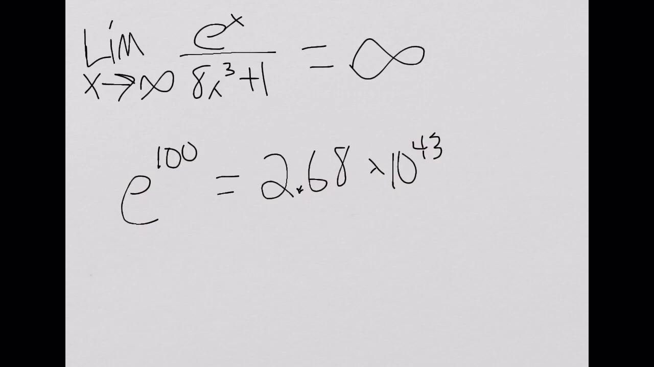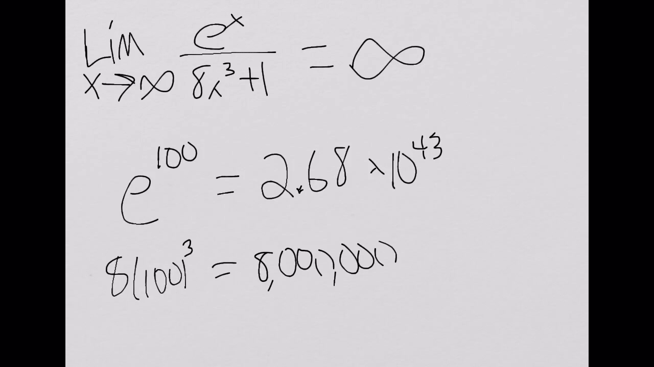Versus if I were to do, so what I'm doing is looking at the value of this expression when x is 100. So to compare that, I'm going to look at 8 times 100 cubed, which is what this guy is going to go to at 100. And that gives me 8 million, which, while yes, 8 million is a large number, it's nothing compared to this number. So you should see that this thing grows way faster than that one.